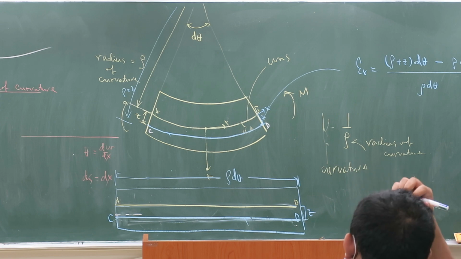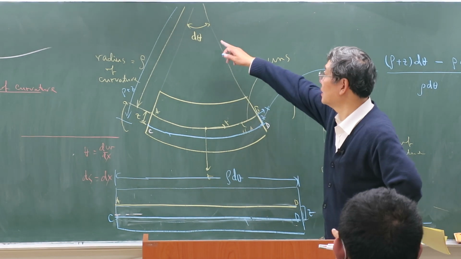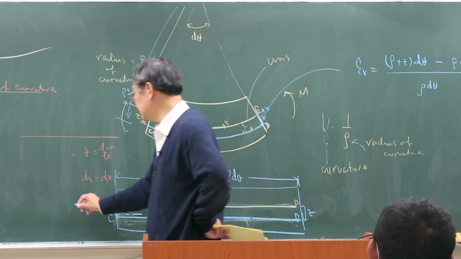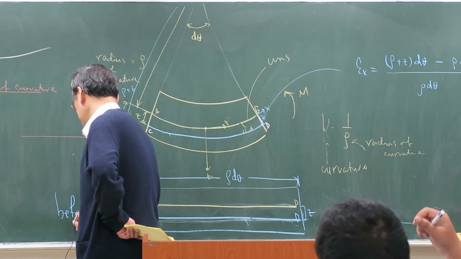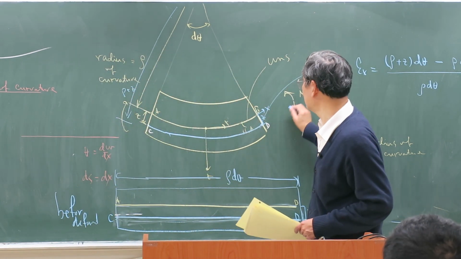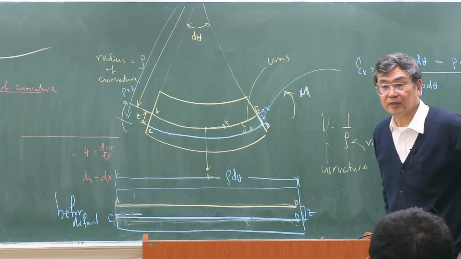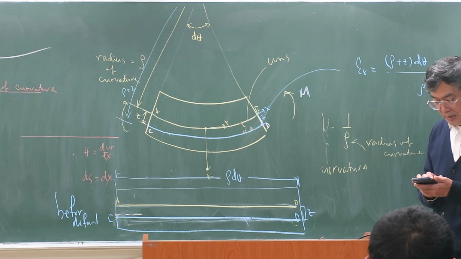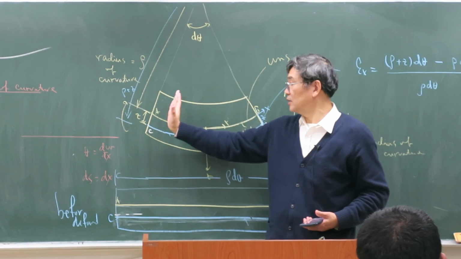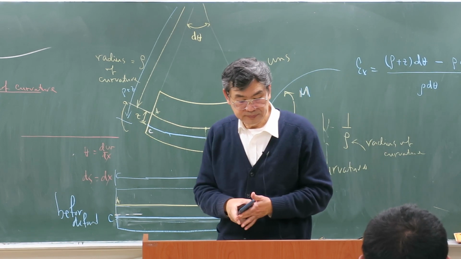So the radius of curvature multiplied by the angle. This is before deformation. This is after deformation with a bending moment applied. No bending moment, no curve. If you apply a bending moment, there will be a curve. And this is the radius and this is the curvature. This theta is the angle change for this arc length change.